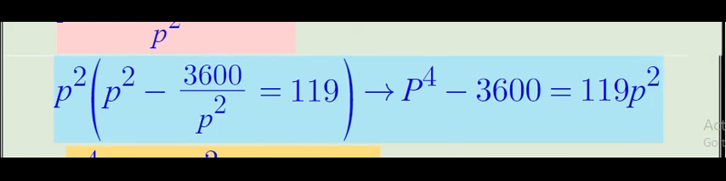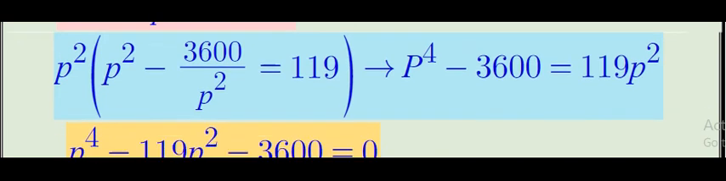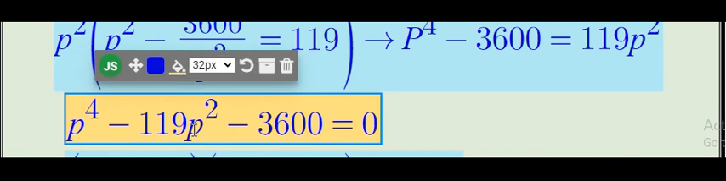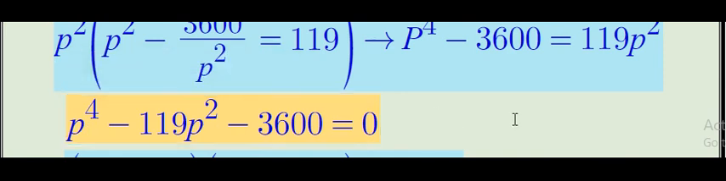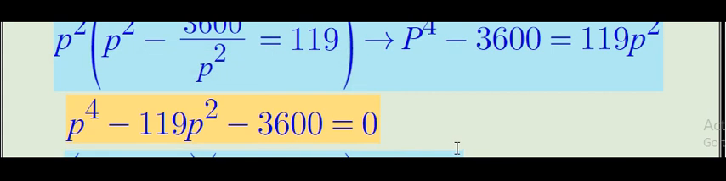So now I want to write this as a trinomial that I can factor. So I just subtract 119 p squared from both sides. And now I've got p to the fourth minus 119 p squared minus 3,600 equals 0. And this is where we're going to factor. Now, because this sign is negative and this sign is negative, I know that my signs are different. So I know I'm going to have a plus, I'm going to have a minus. I know that p to the fourth breaks down to p squared and p squared.